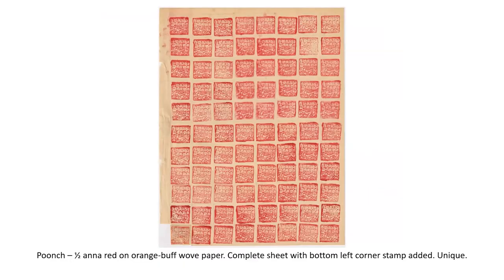Now we move on to the state Poonch, which bordered Jammu and Kashmir. This is the half anna on orange buff wove paper, a complete sheet where the bottom left corner stamp has been added, and it's the only known example.